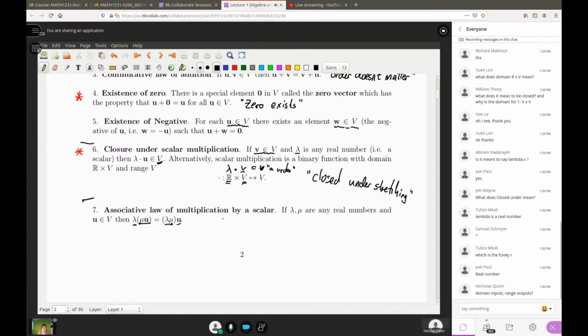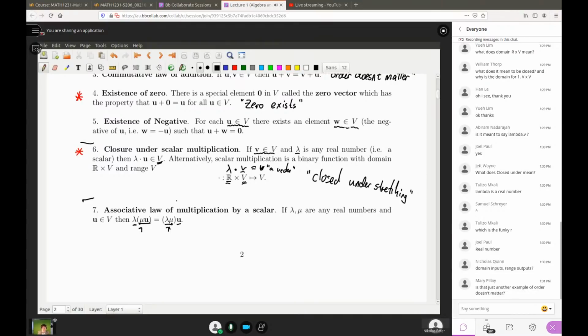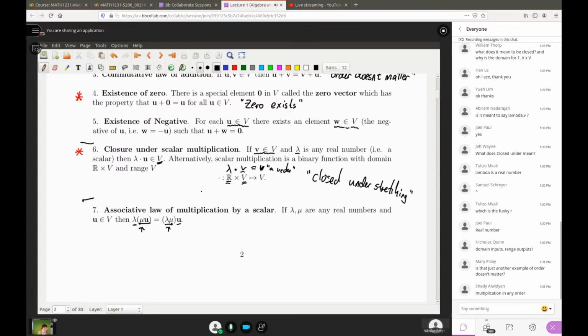How do I explain this one in words? Really, there's a multiplication going on here, and what it's saying is you can do the multiplication in the world of scalars over here, and then multiply by the vector, or you can multiply the vector by one scalar and then multiply by another scalar. So you're doing the multiplication in the world of vectors, and you get the same thing. So it doesn't matter if you do all your multiplication in the field of scalars, the real numbers, or you do all your multiplication in the world of vectors. You get the same thing.